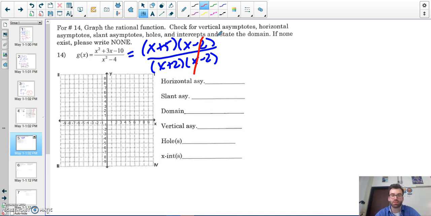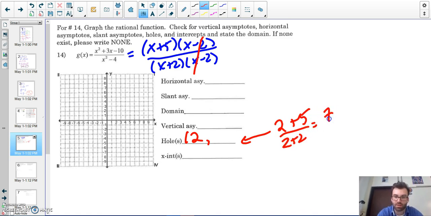The x minus 2's cancel. Well, that tells me right away that I'm going to have a hole at x equals 2. But a lot of us forget this step. We must input it back into this portion, the x plus 5 over x plus 2, to get our y coordinate. So I do 2 plus 5 over 2 plus 2, which gives me 7 over 4 for the y value of my hole.